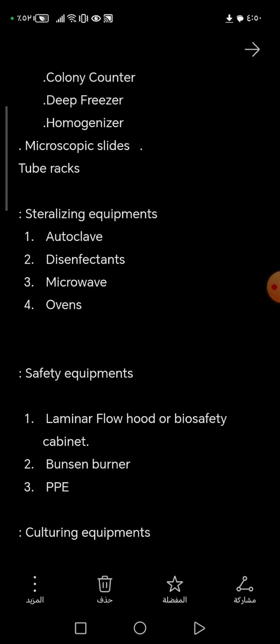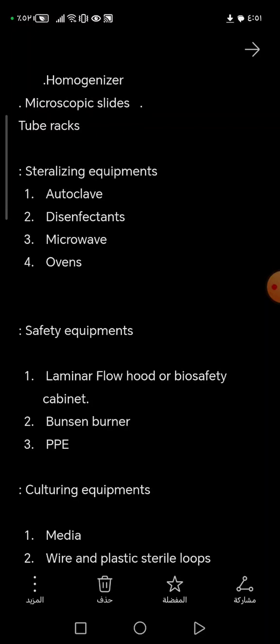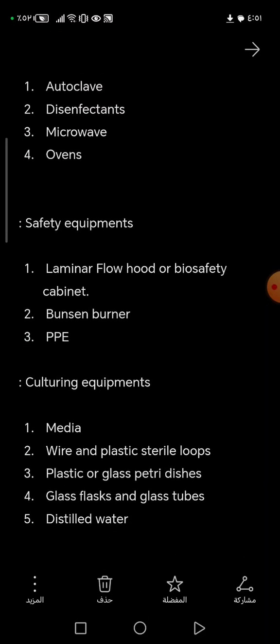What are the sterilizing equipment that we should have? We should have autoclave and disinfectants. So what are disinfectants? Such as alcohol. We disinfect the surface, okay, by alcohol. Microwave, in some labs it's used, and ovens, but the main two are autoclave and disinfectants. And we have iodine that's used for skin, it's a skin disinfectant, and alcohol, sometimes bleach, is used to sterilize or to disinfect the working area. Okay, safety equipment are needed, of course.